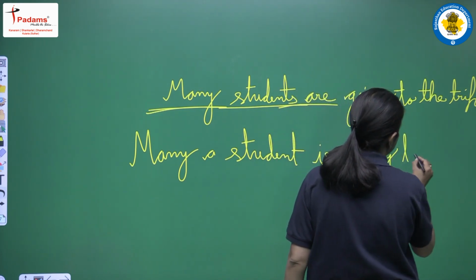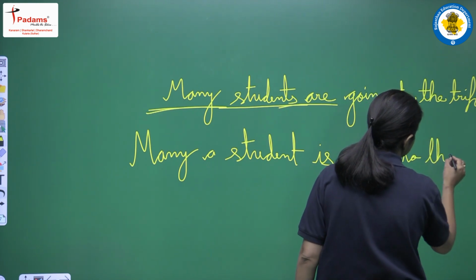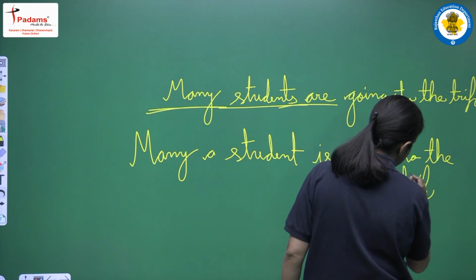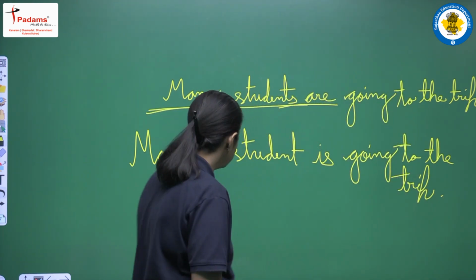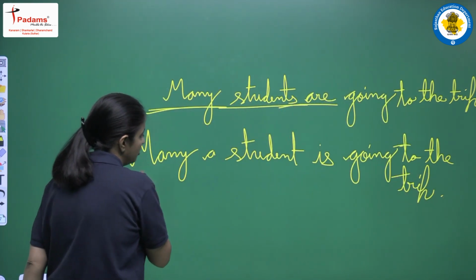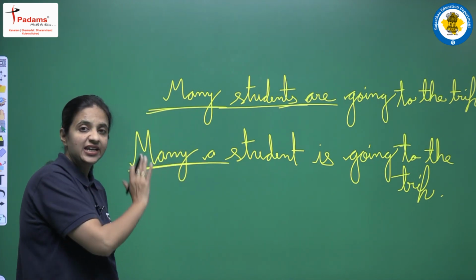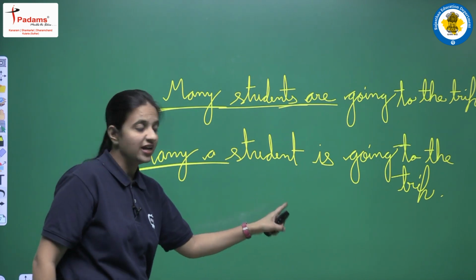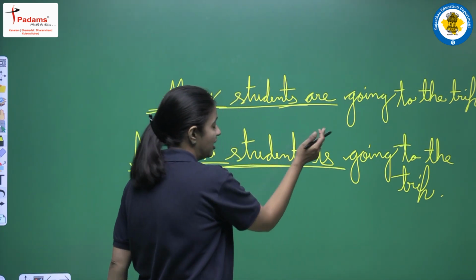Going to the trip, and at the end we have to write a full stop. So now let's observe the difference when we are using many a. After that we have to write a singular noun, we are writing student, and we are writing a singular helping verb.